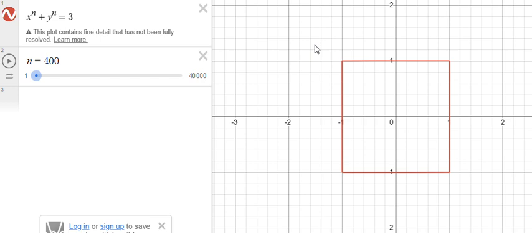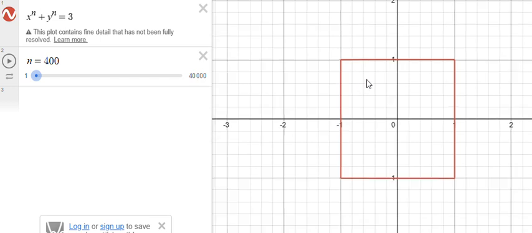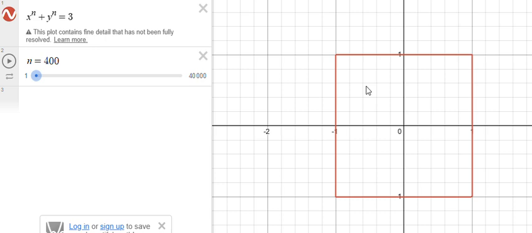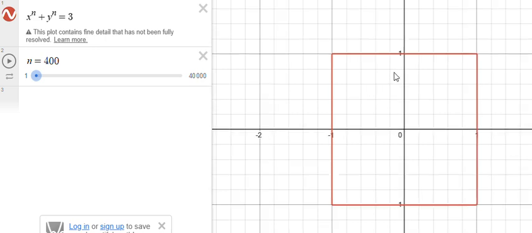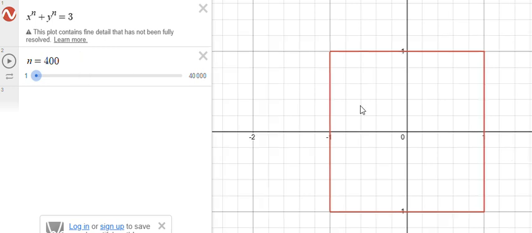So in the last video we were looking at this very interesting plot on Desmos, in which the limits seem to be going to the square as n tends to infinity for this x^n + y^n = 3, or any number on the right hand side. So let us see where the catch in this is.